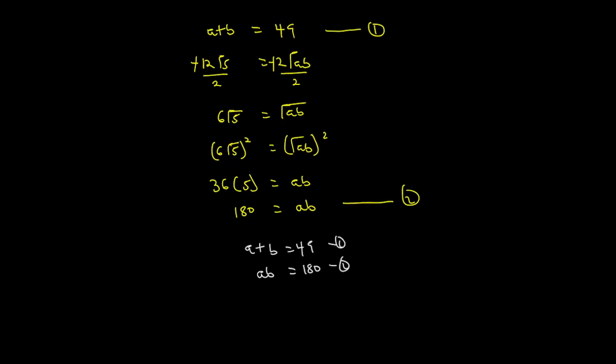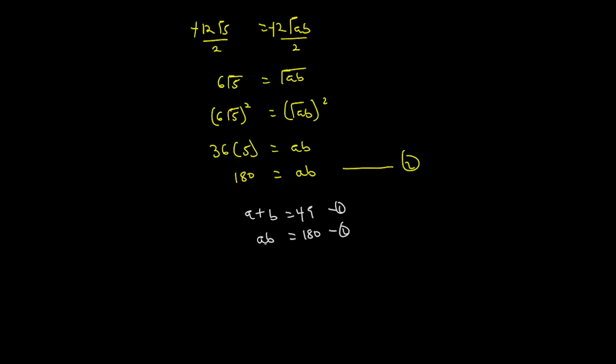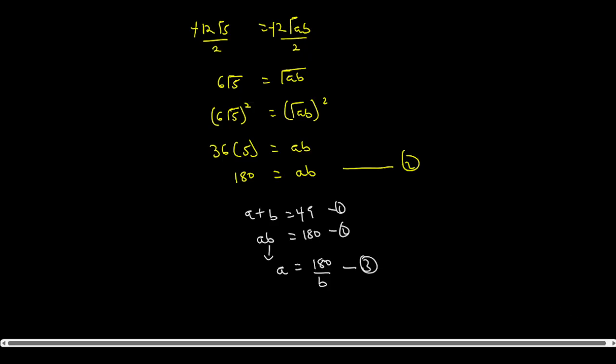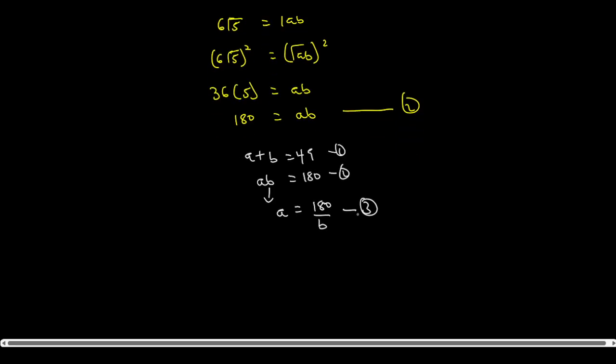Okay, here someone can say, let's make a the subject from equation 2. When we do so, we have a is equal to 180 over b, right? Let's call this equation 3. So now, what are we getting? We say, then putting equation 3 into equation 1.